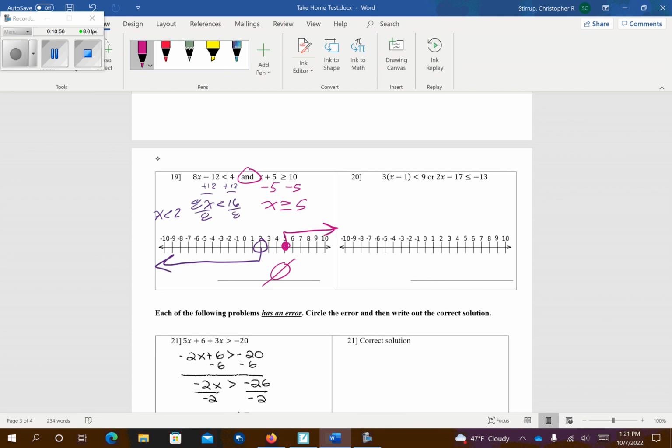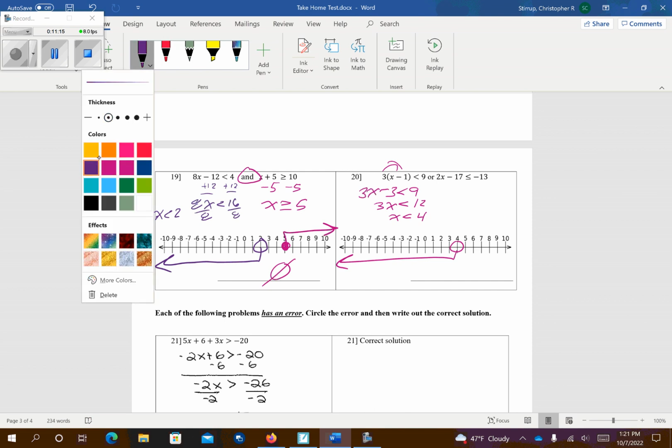Okay, problem number 20 is an OR problem. I'm going to distribute 3 over the parentheses. Add 3 to both sides. And then divide each side by 3. So I have a 4 going to infinity. Remember, this one's an OR problem.